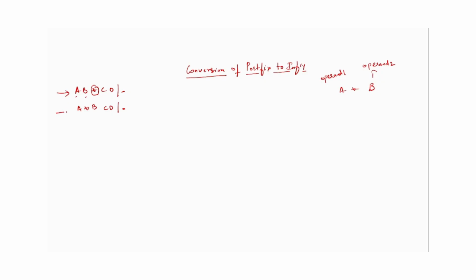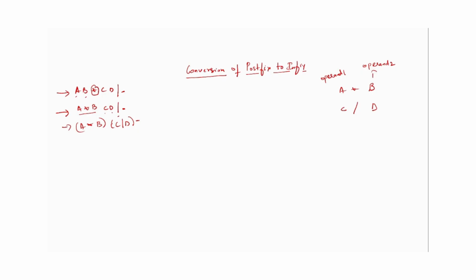Now again I scan from left to right till I encounter an operator. A star B is the first operand, and then C, and then D, and then I encounter an operator called division. Now C becomes operand 1, D becomes operand 2, and the operator is division. So I put division here. So I say here A star B, C by D, minus.